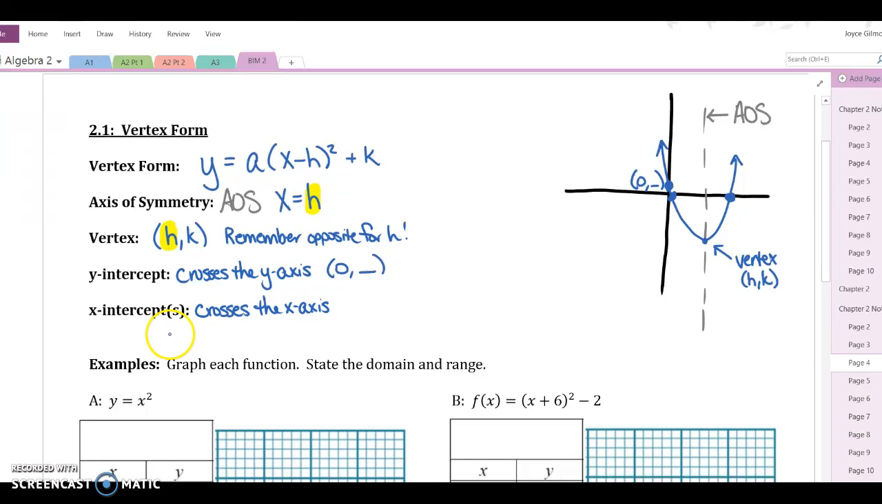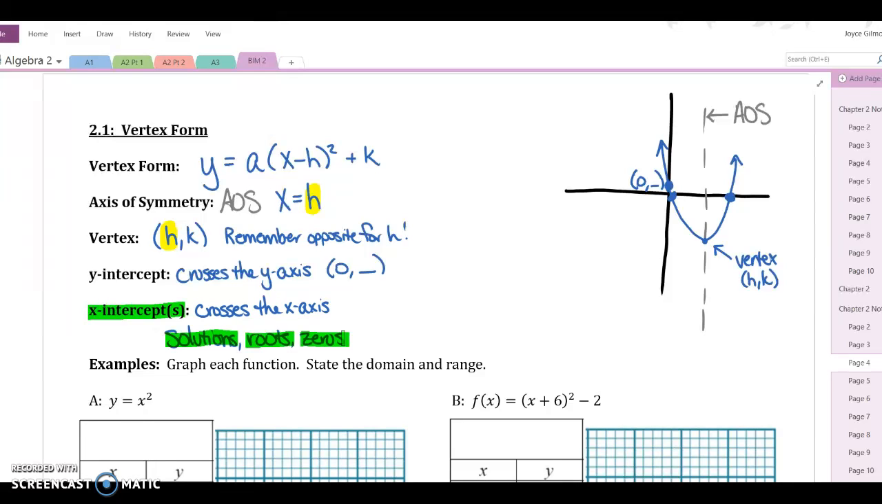Underneath x-intercepts, I would like you to write solutions, roots, and zeros. Those four terms are used interchangeably. The x-intercepts are the solutions of the quadratic function. The x-intercepts are the roots of the quadratic function. The x-intercepts are the zeros of the function. So one kind of confusing thing about quadratic functions is you're going to hear x-intercepts, solutions, roots, zeros. They all mean the same thing.